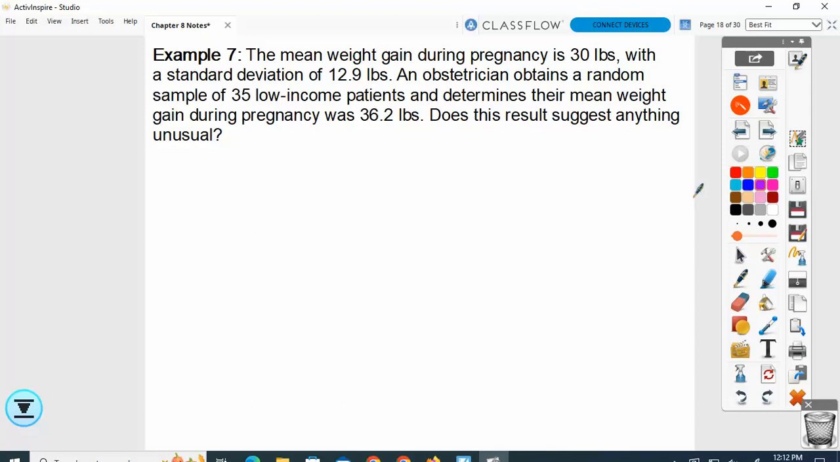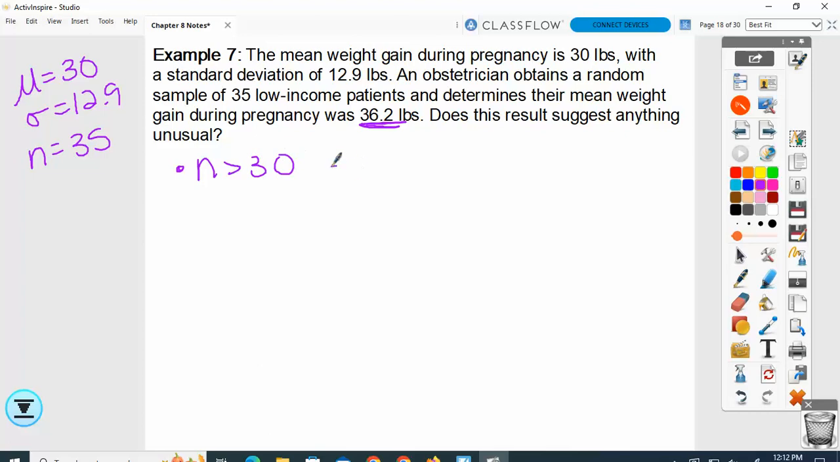The mean weight gain during pregnancy is 30 pounds with a standard deviation of 12.9. Okay, we have a sample of 35 low-income patients, and we find that their mean weight gain was 36.2. So what is this? That's the mean of my sample here. Okay, does this result suggest anything unusual? So first of all, let's decide, is this normal? Yes, and it's bigger than 30, so it is normal.